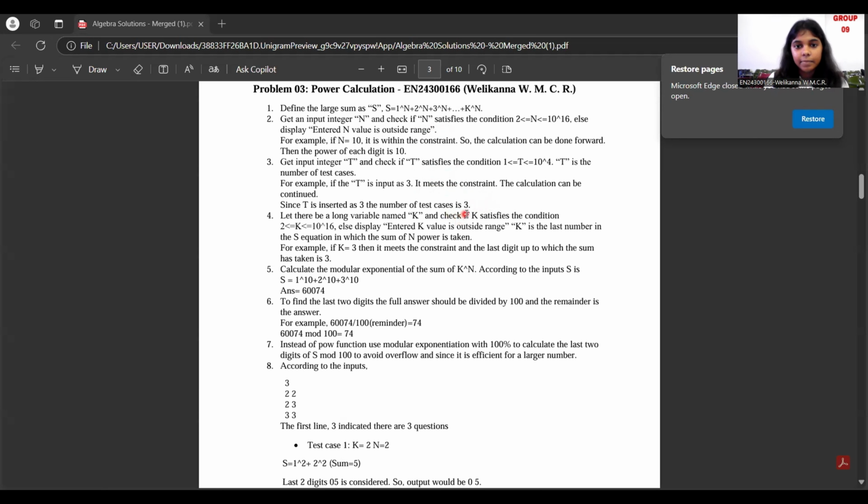To take i to the power n mod 100, we are going to use modular exponentiation. Using this, we are going to break down the power calculation into smaller steps and keep the remainder small. When calculating i to the power n mod 100, we take the remainders of each number and get the sum of it. And then we take the sum mod 100, which gives the last two digits of the number.